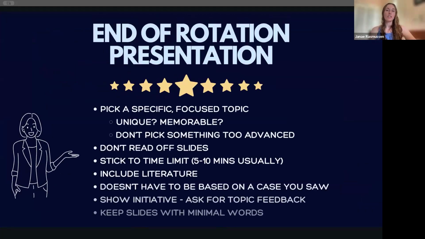So another thing that you will expect on audition rotations is typically there'll be an end of rotation presentation. Not all programs do this. My program certainly does, and all of the places I auditioned at did this. Essentially, it's a way for you to do a 5 to 10-minute presentation to demonstrate your presentation skills, and it also helps you stand out as being more memorable.